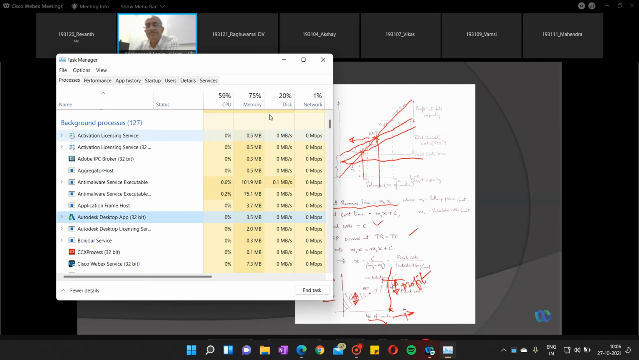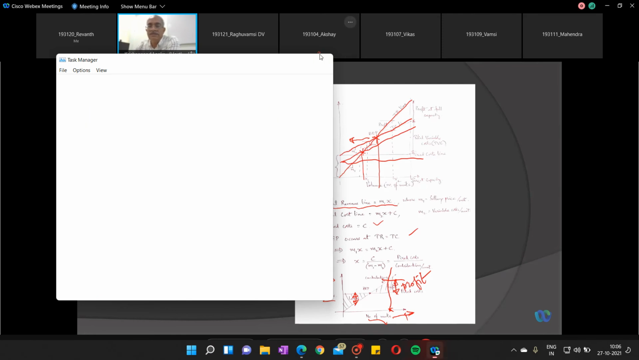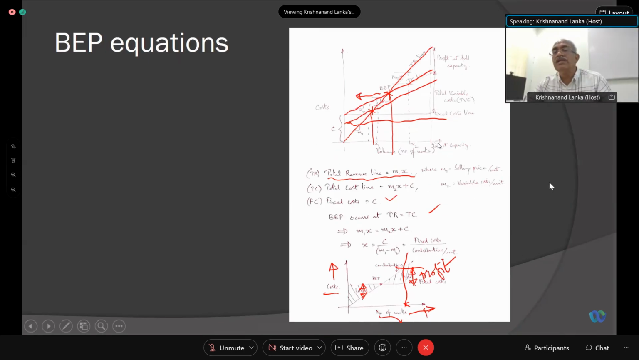So here, yesterday we have seen how analytically you can solve this. The total revenue line is equal to M1X. Here M1 is the selling price, all right? And the total cost line is of the form M2X plus C, where C is nothing but the fixed cost or intercept, if you take the above picture. And here M2 is nothing but the variable cost per unit, right?